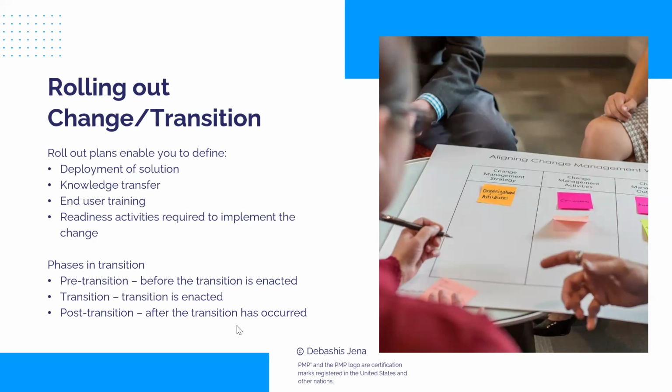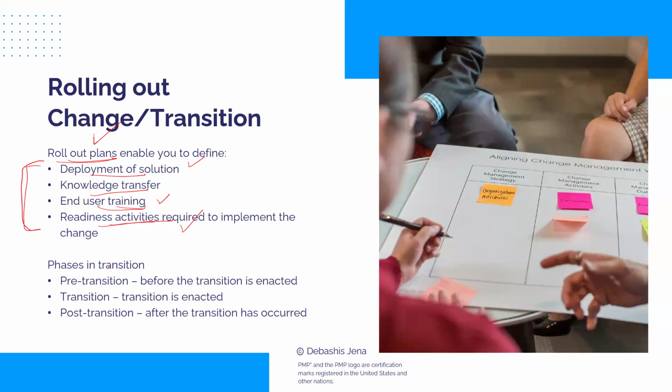So we would put up a rollout plan. A rollout plan could address these aspects. In the rollout plan, we'll describe how the solution is going to be deployed at the customer side, customer or internal, whatever the case may be. Knowledge transfer: how knowledge transfer would be done to the receiving entity, whoever is taking handover. End user training: we've got to train the end users so that they're able to use the system. Other than that, any other readiness activities that are required to implement the change. So these are aspects of a rollout plan. You would prepare such a plan.